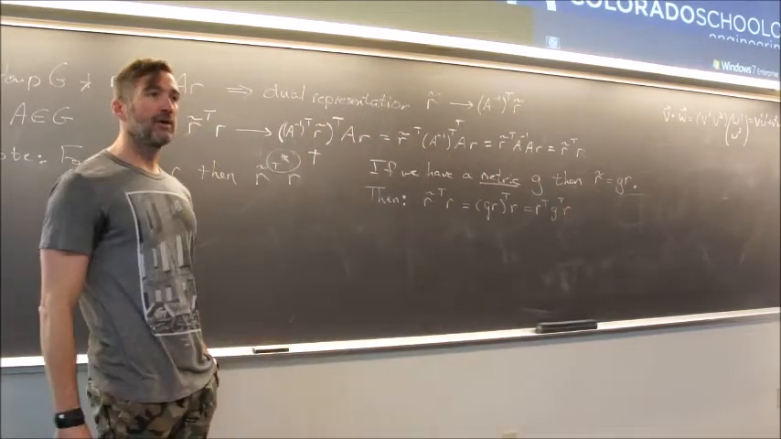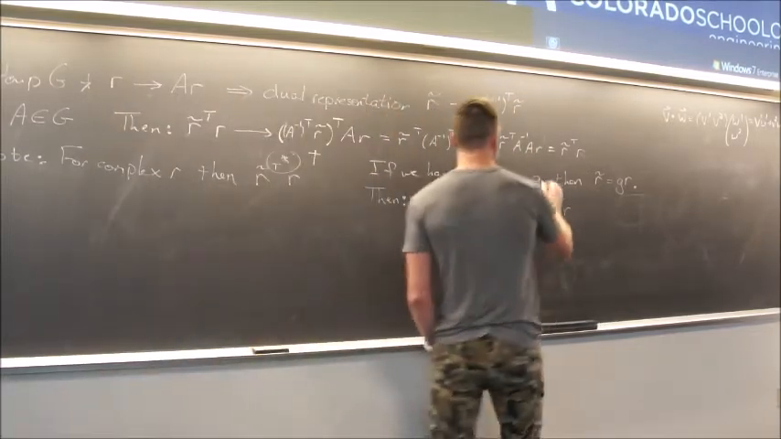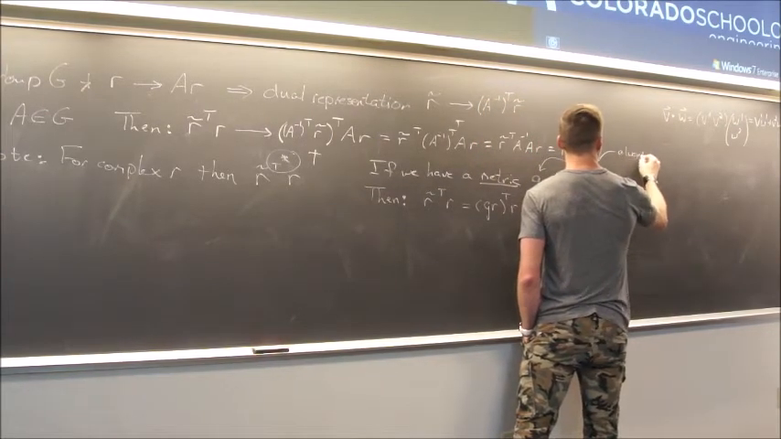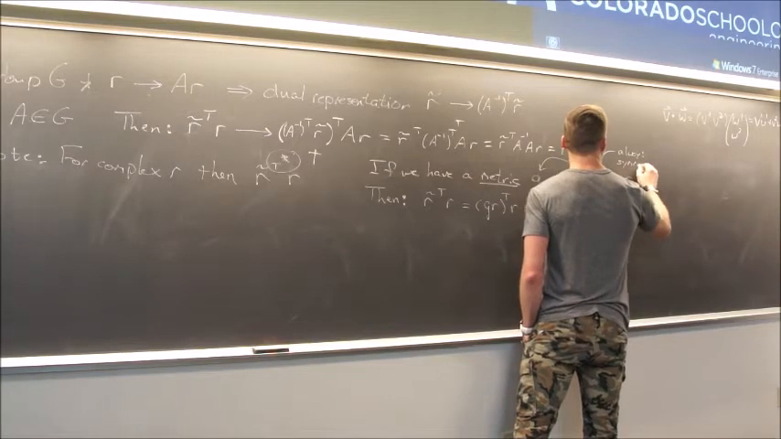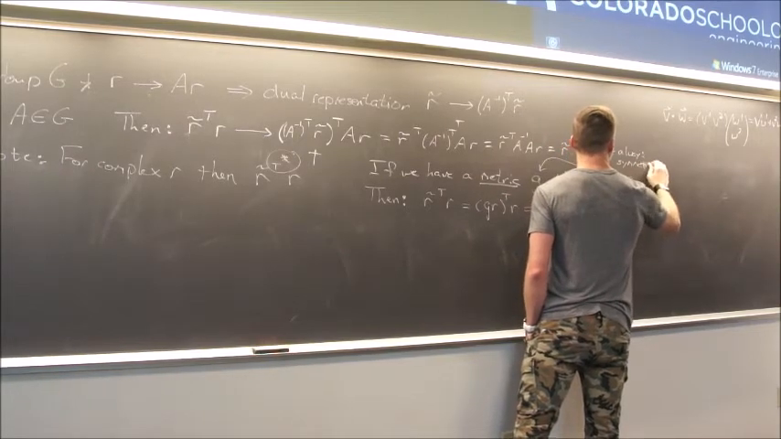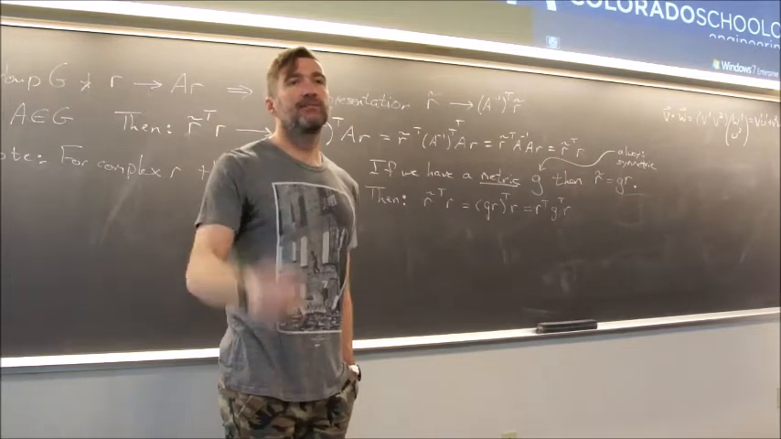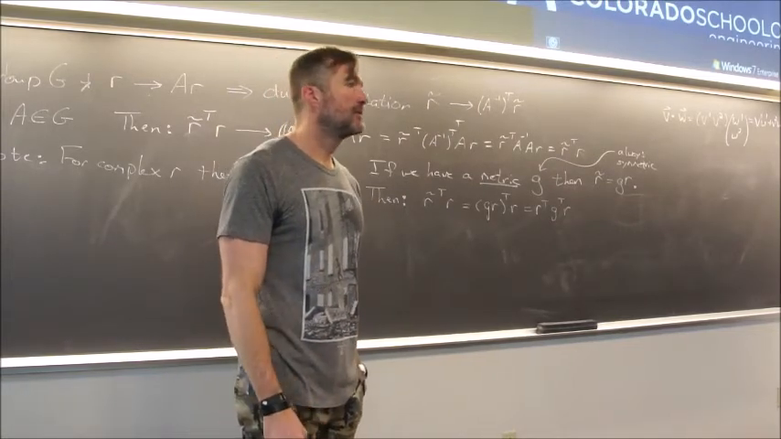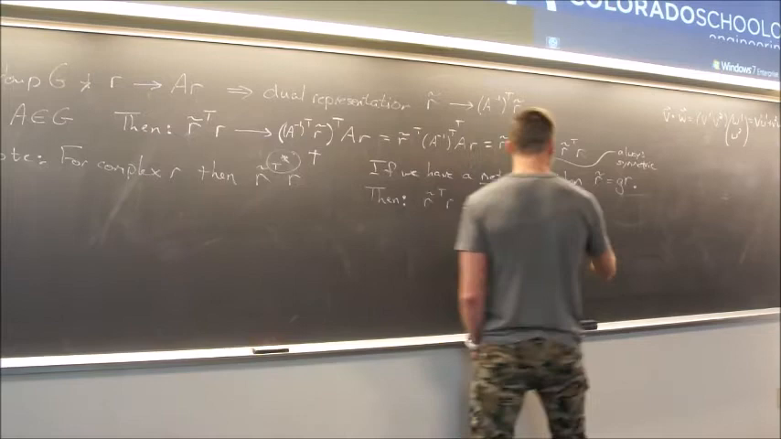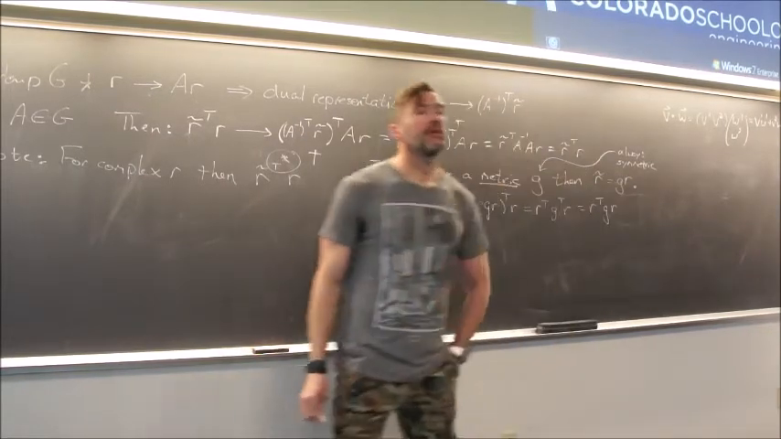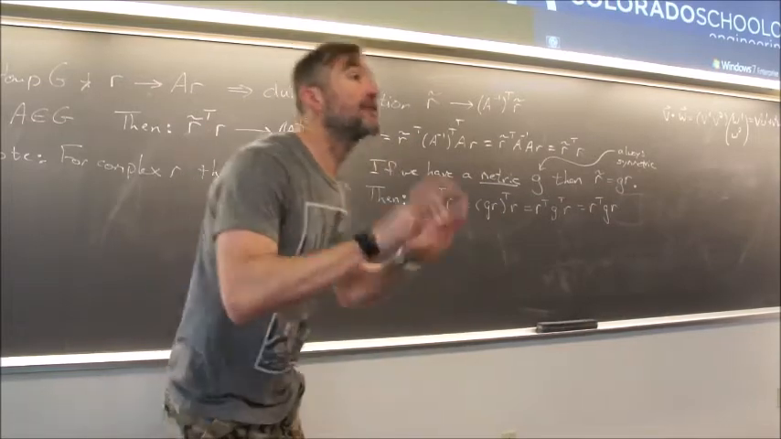And now I'll hit you with a special property of metrics. They're always symmetric. Well, if the metric is symmetric, what do I get when I transpose G? I just get back G. Now, so far, I haven't done anything interesting.